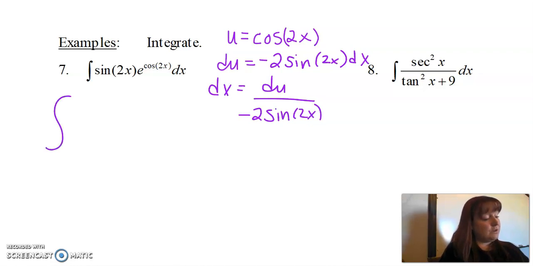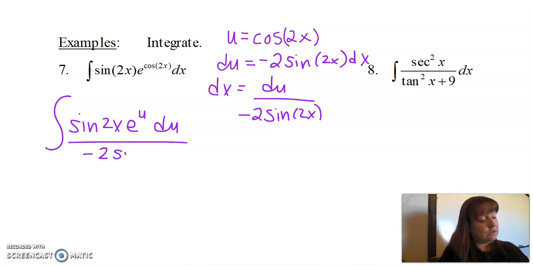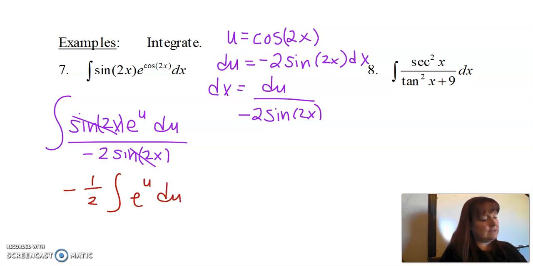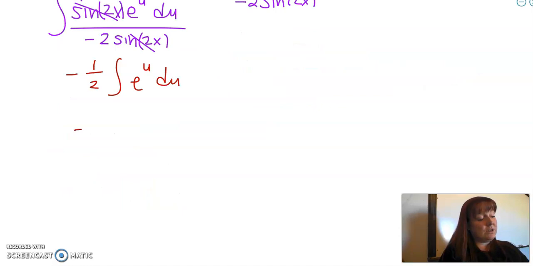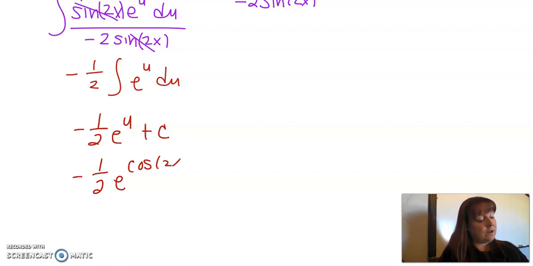So here I'm going to have the integral of sine 2x e to the u du over negative 2 sine 2x. So my sines cancel out, and I'm just going to end up with negative 1/2 on the outside times the integral of e to the u du. Look how quickly that's simplified. What is the integral of e to the u? Well, it's just e to the u. That's why we use it. Plus c, and then we're going to need to sub back in, so negative 1/2 e to the cosine of 2x plus c. Done.